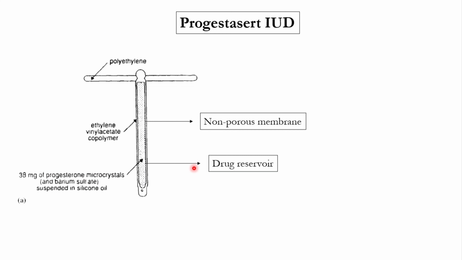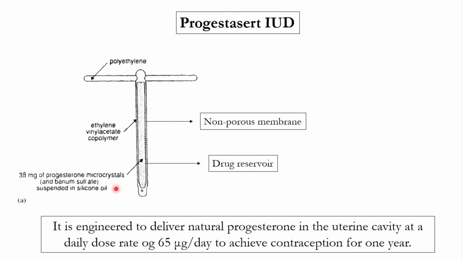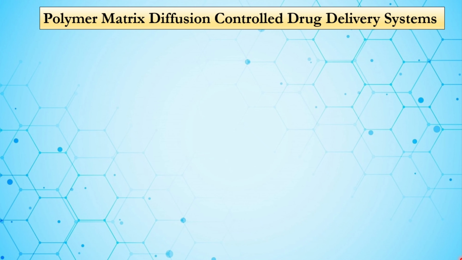In the Progestasert IUD, the non-porous membrane is made up of ethylene vinyl acetate copolymer and the drug reservoir contains 38 mg of progesterone microcrystals suspended in silicone oil. It delivers progesterone in the uterine cavity at a rate of 65 micrograms per day, which gives contraception for 1 year. Next, the polymer matrix diffusion-controlled drug delivery system.